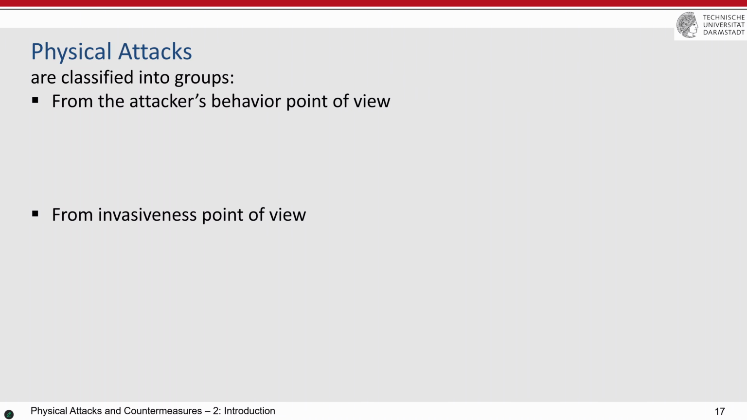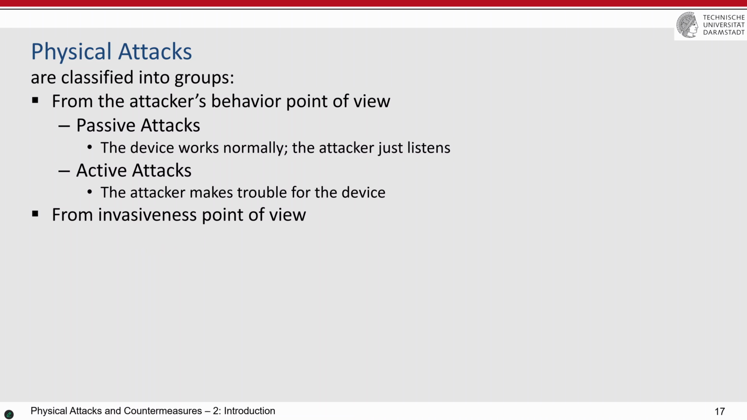groups, from the attacker's perspective or the attacker's behavior point of view, and also from invasiveness. We have physical attacks that are passive and also physical attacks which are active. Passive physical attacks are something like measuring the time, measuring the clock cycles, or measuring the power consumption, as we have seen. It means that you do not do anything with the device. The device is there, we are just listening to its power consumption, listening to the number of clock cycles required to perform the operation.